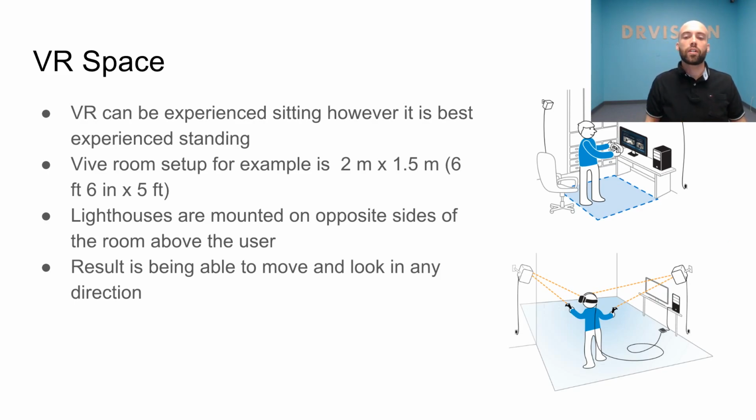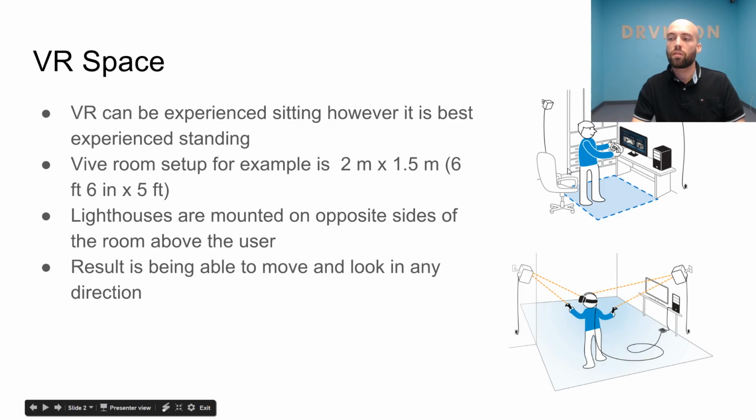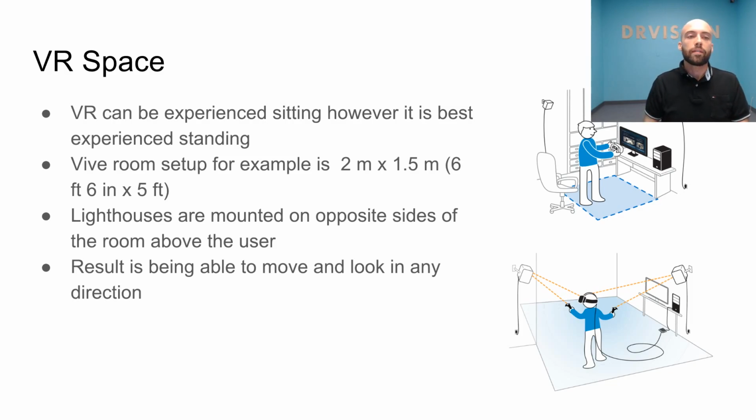Okay, so a typical VR space, you can actually use a VR space when just kind of standing in a small space, but it's not ideal. You typically want a 6x6 foot room. This room right here, it's not actually that big. It's about 6x6 for our space, which is perfect. And you have these units called lighthouses that are mounted on opposite ends of the room, and I'll talk about those in a little bit. And the result is being able to walk and move anywhere in the space, and you're motion tracked.